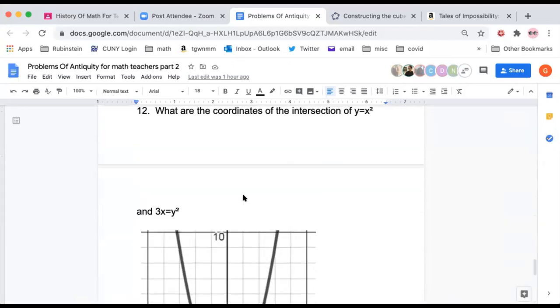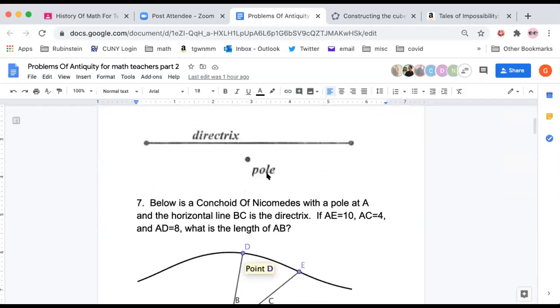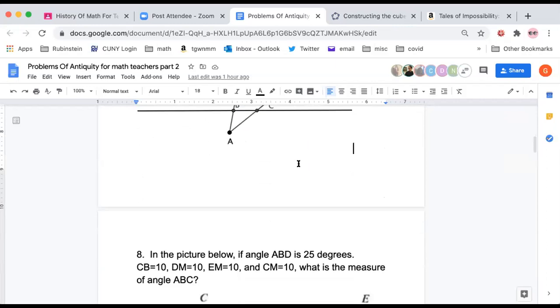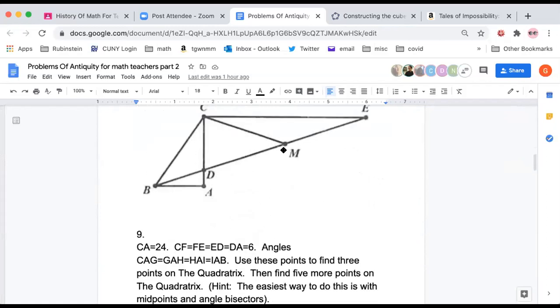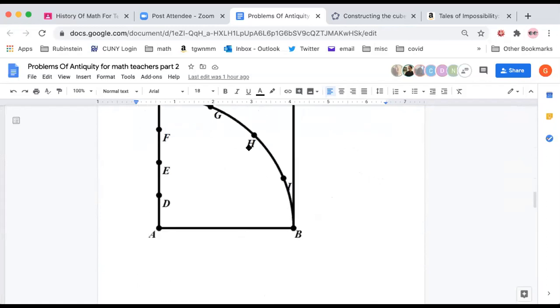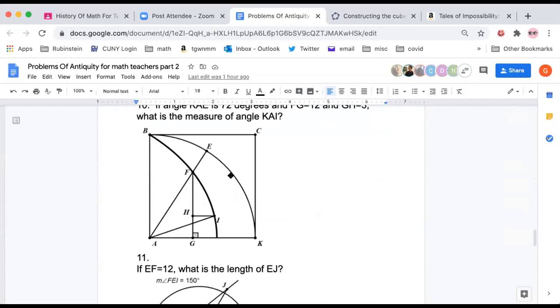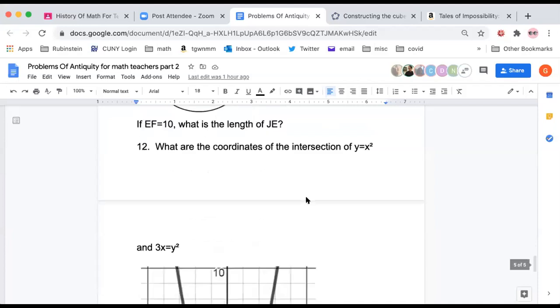So look, question 5, 6 through 12, so 7 questions. This one asks you to draw some conchoid points. This one asks you, like we did, I remember I did that funny question where I asked you how long is AB. This question asks you about this configuration that was used in the angle trisecting. This question asks you to draw some points on the quadratrix. This question just asks you about trisecting an angle with the quadratrix. This question asks you about the length of EJ. The angle's 150. And this question asks you to find the intersection.